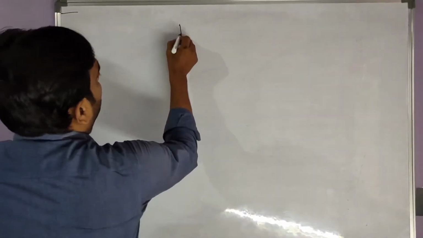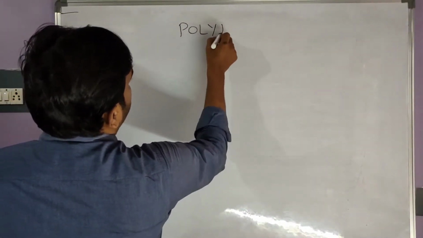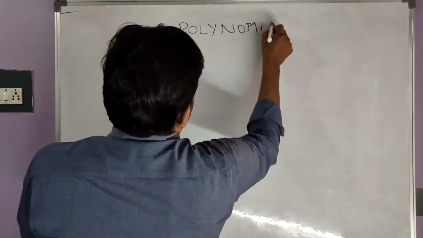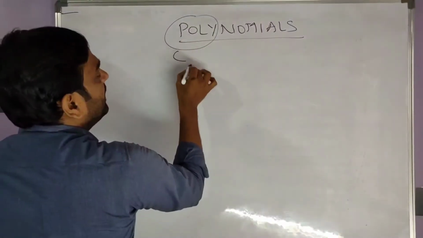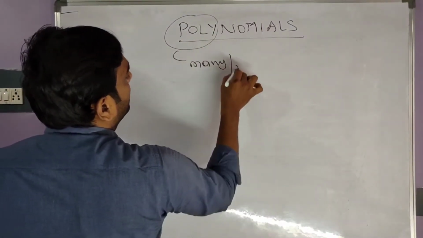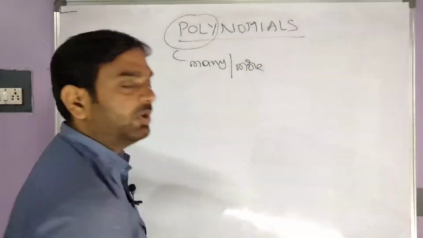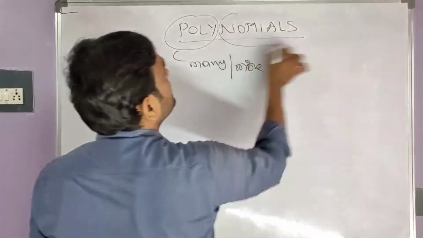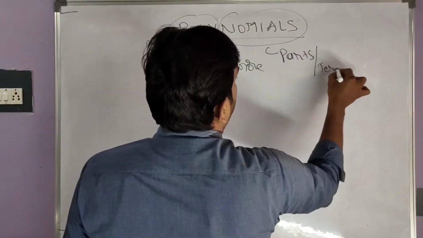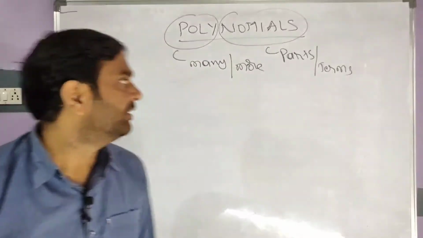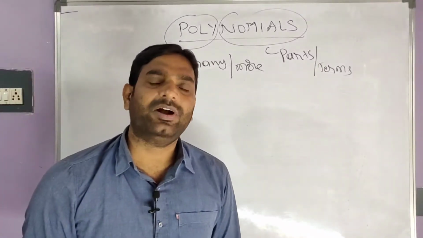In this video, I'm going to explain a new chapter from the 10th class, that is polynomials. Here, what is the meaning of polynomial? I'm not asking for the definition. Polynomial means, listen, poly is nothing but many or more. Nomials means parts. In mathematical language, we can say terms. Many terms. What many terms?